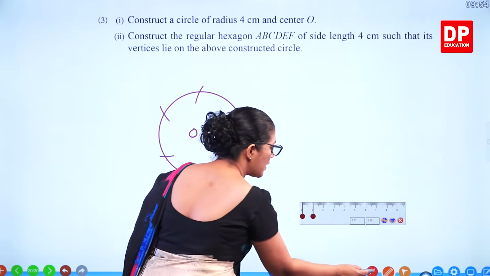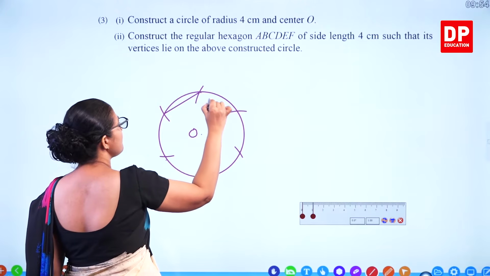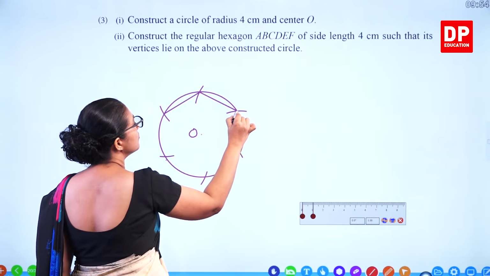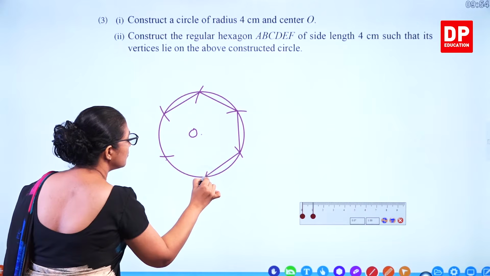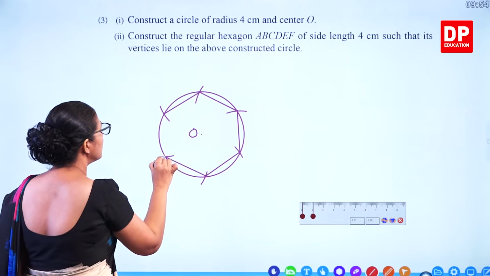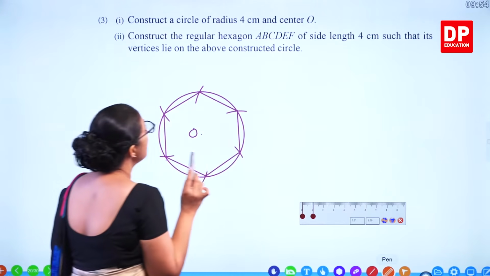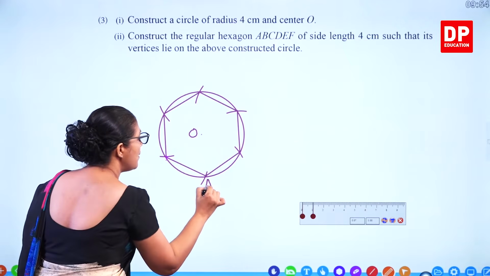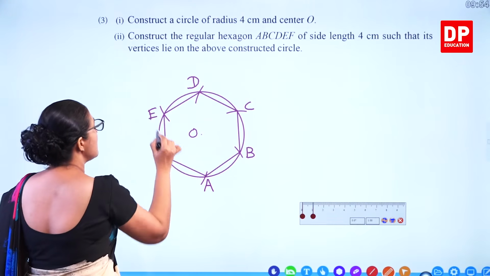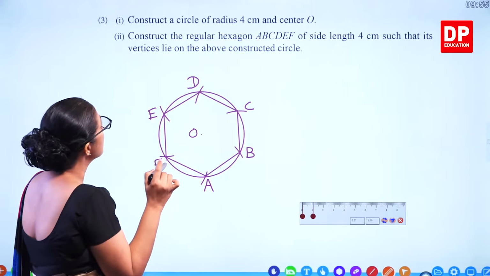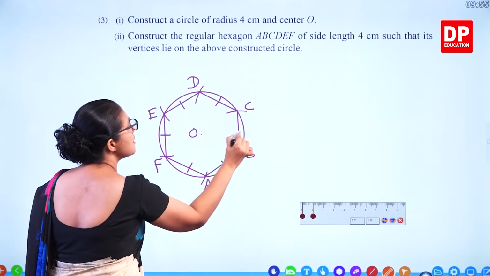Now we have 6 points. Use the ruler and connect. Now you get the hexagon ABCDEF. We'll label ABCDEF. That's the hexagon with side length 4. So all these lengths are 4 centimeters.